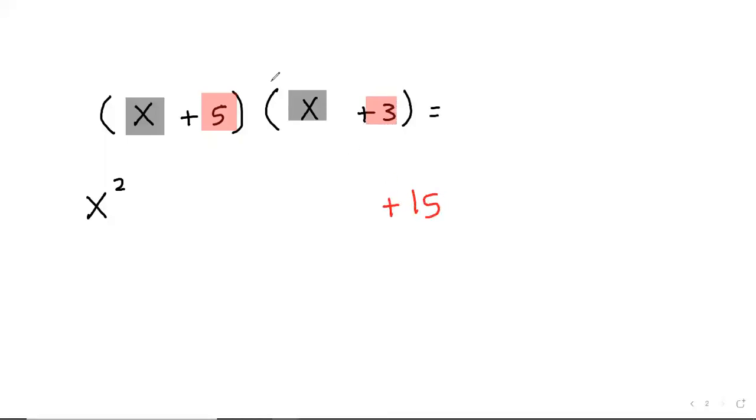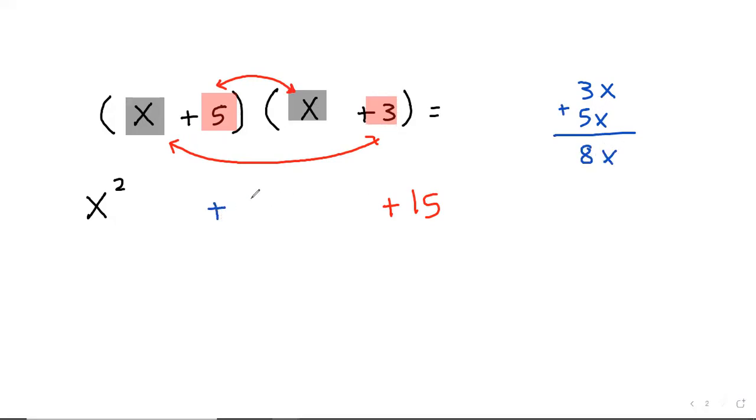What's in the middle? In the middle is the product of extremes plus the product of means. So the product of extremes, x multiplied by 3, is 3x. And 5 multiplied by x is 5x. Adding them together leads to 8x. So we're going to write in the middle plus 8x.